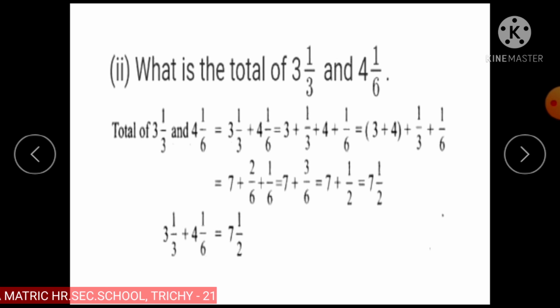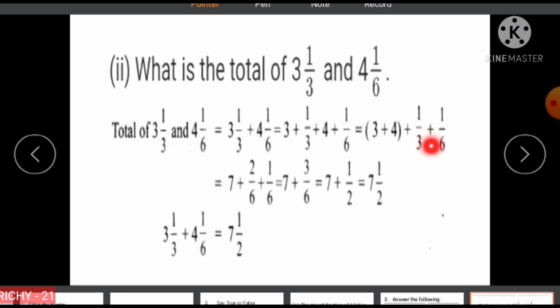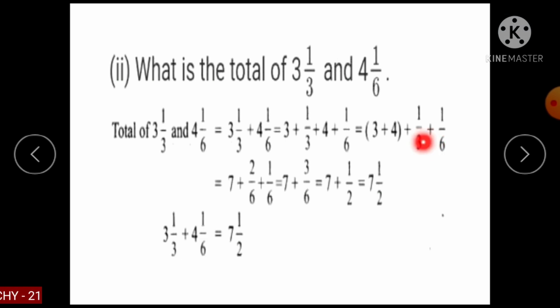Question number 2. What is the total of 3 1 by 3 and 4 1 by 6? So we find the sum of 3 1 by 3 and 4 1 by 6. So first we add the whole numbers 3 and 4. 3 plus 4, 7, and then add the fractions 1 by 3 and 1 by 6.